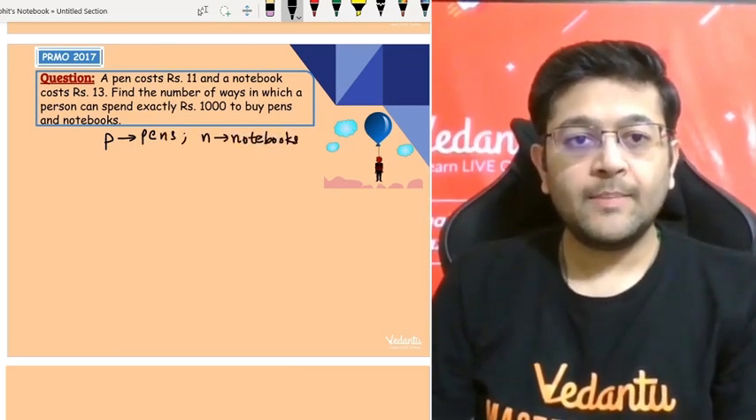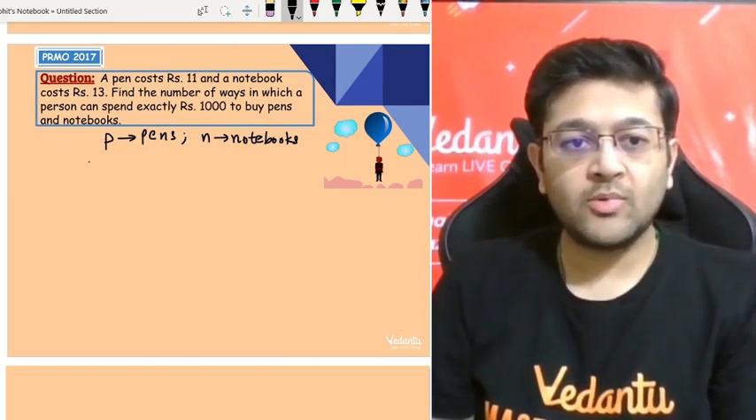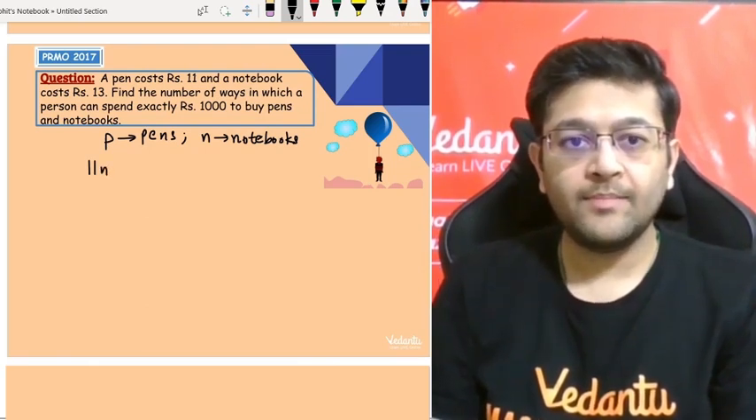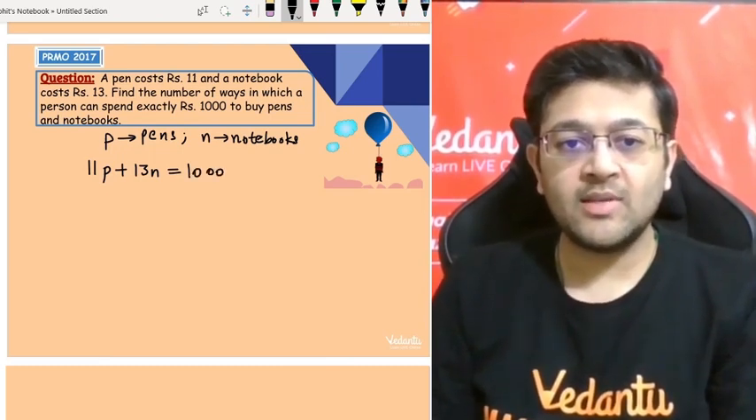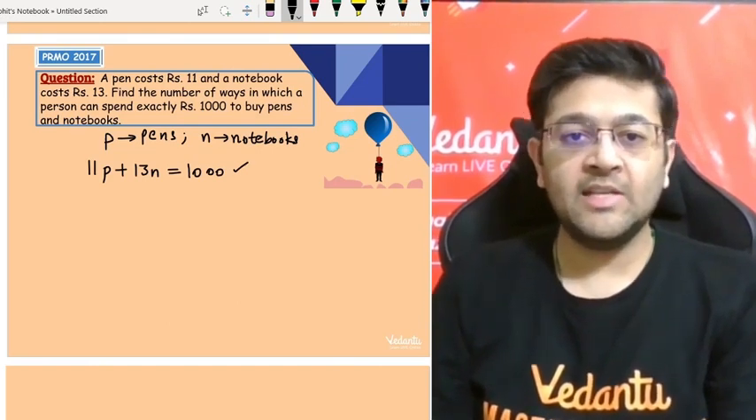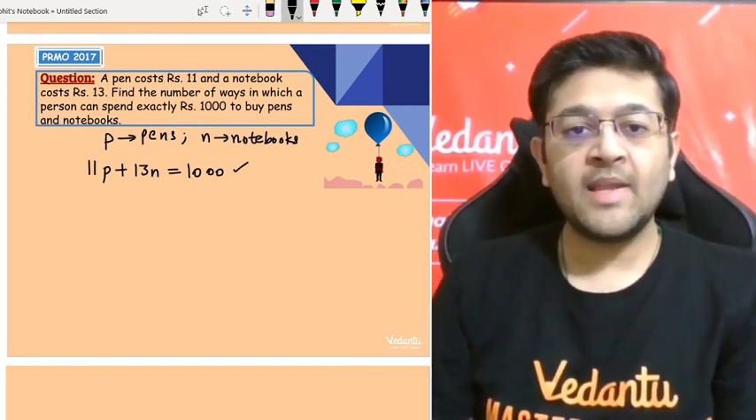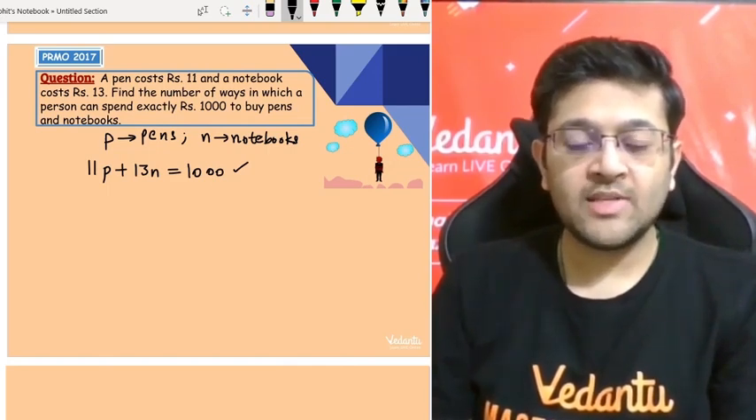Then how do we know? 11 is the cost of one pen, so the total cost of pens will be 11p, right? 11p plus similarly 13n will be the total cost, which we know has to be equal to 1000 rupees. So this equation is called a Diophantine equation, because p and n here should be integers. Moreover, they should be natural numbers in this case. So let's see how to solve this kind of equation.